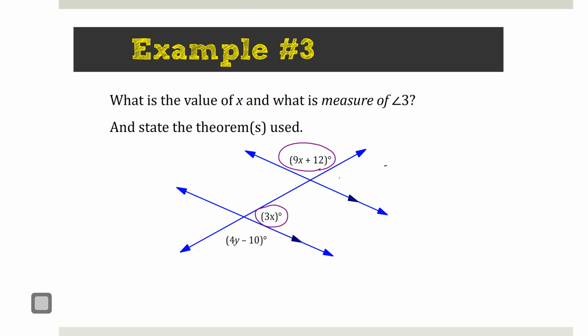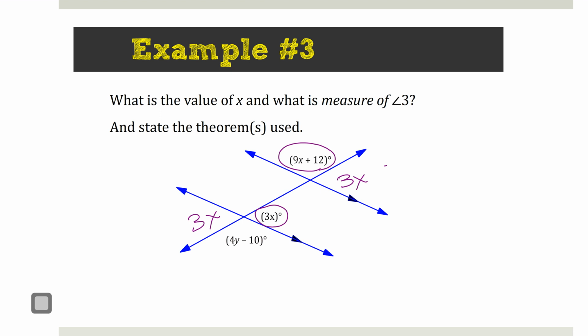Corresponding. Okay, so this would be 3x. And therefore, add them up and set them equal to 180. Good. Another way. Oh, well, I could say this is 3x. What kind of angles are these? Consecutive exterior. What do you know about consecutive exterior?